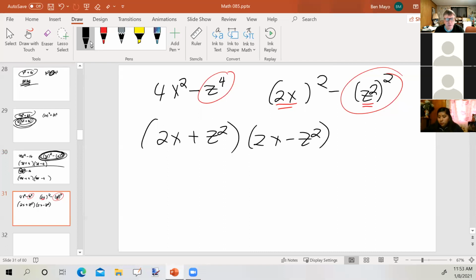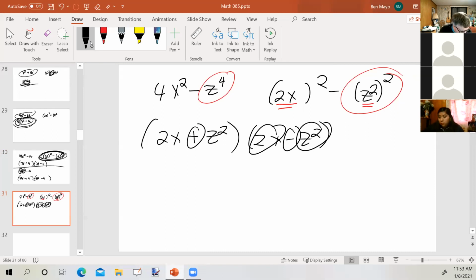But wait a minute, maybe we're not done yet. Well, let's see, this is the sum, and there's no greatest common factor, so that couldn't be factored, but oh, this is a difference, and that's a square. Oh, but that's not a square. So we are finished. That would have been our final answer. But let's look at another example.